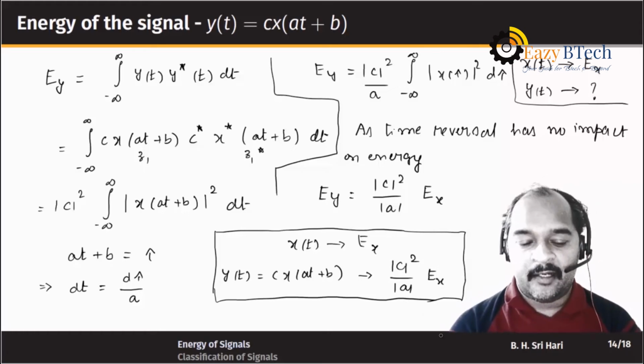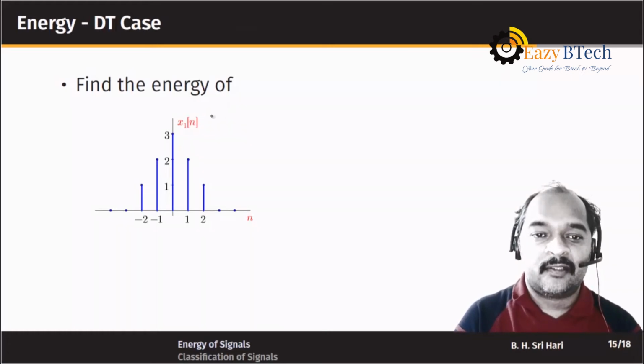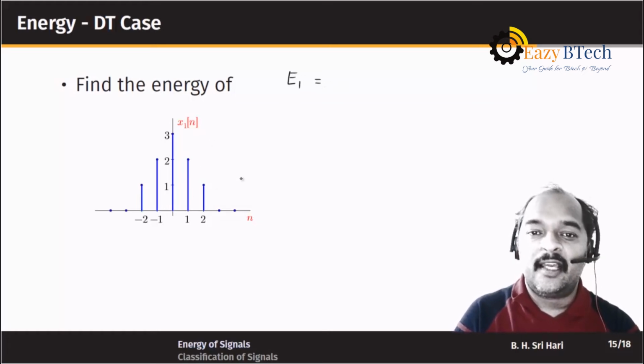Okay, right. So next, let us move on to the discrete time case. So we are asked to find the energy of this signal. So what will happen? So let us again call that Ey, because the amplitude of the signal is real.